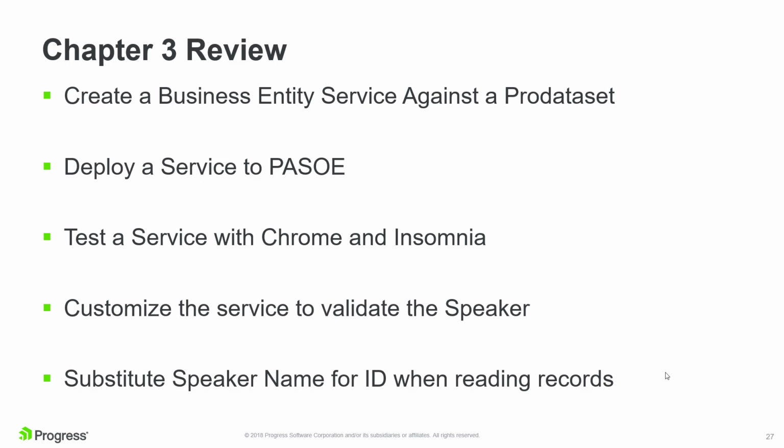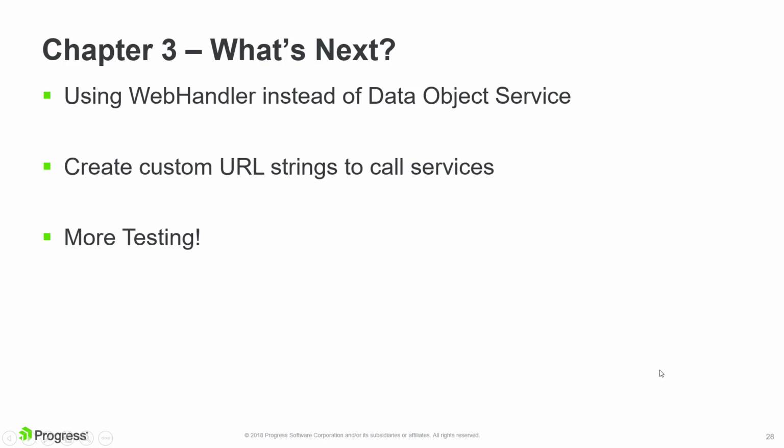In the next chapter, we'll take a look at how to create REST services using a web handler instead of a data object service. This is a different way to create REST services, which will give you more control over what happens when the service is invoked with different URL strings. We'll continue to test each service as we create it.